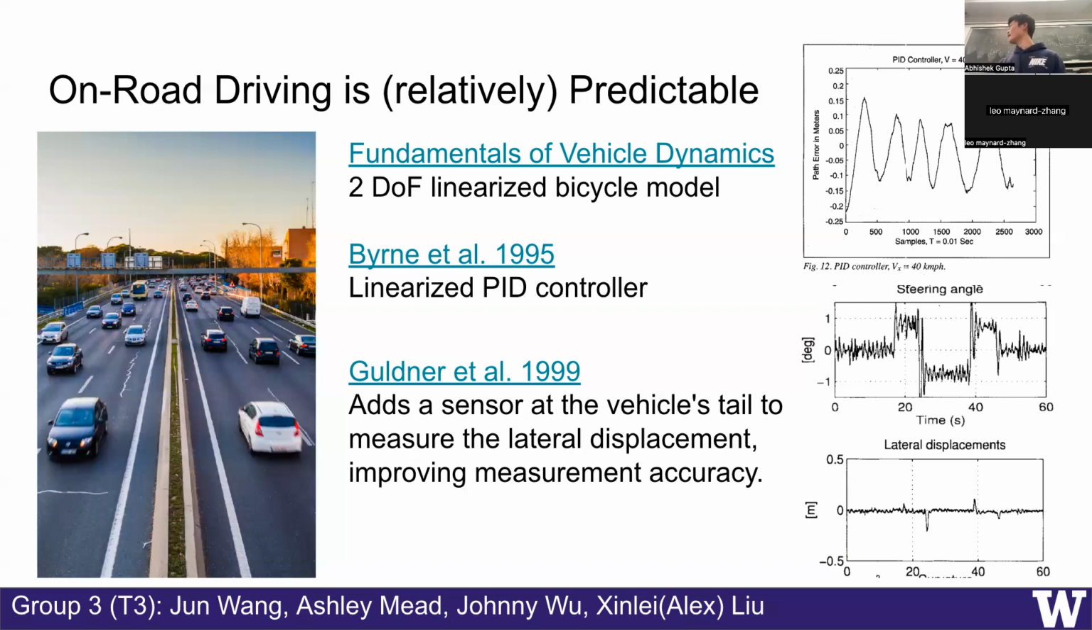there's also another work that adds a sensor at the tail of the vehicle to supplement the sensor at the front of the vehicle. Using these 2 sensors, you can get a more accurate measurement, and you can also measure the angular displacement aside from the translation. These are the 2 graphs showing the angle and displacement of this work. As you can see, the lateral displacement centers around 0 meters, which is very accurate. And for the steering angle, it's less than 1 degree most of the time.